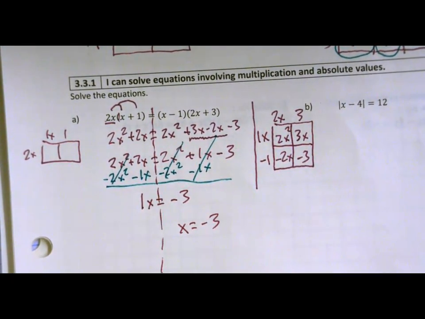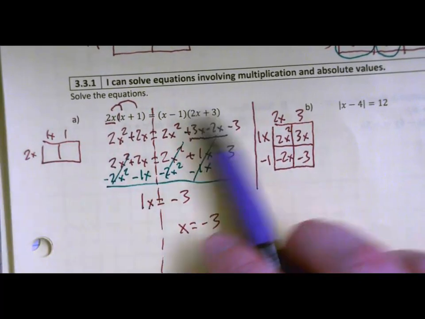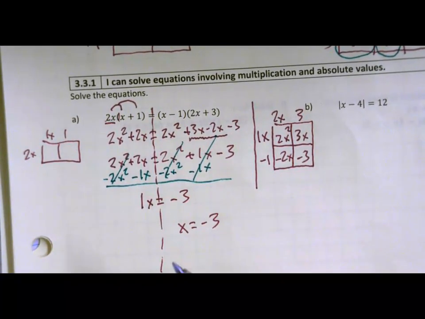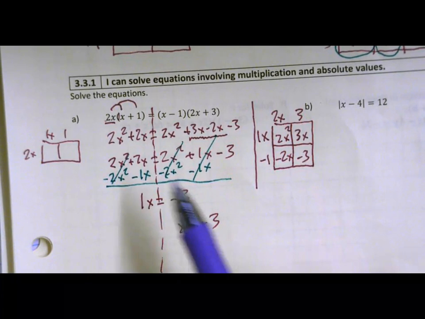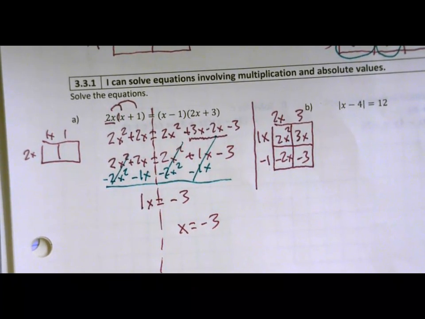If I wanted to check that, what would I do? We could take the negative 3, put it back into both sides of this equation, and what are we hoping happens when we do that? We want to get the same number on both sides. So if this were a problem on a test or a quiz, I'd certainly want to do that last step to check and make sure.